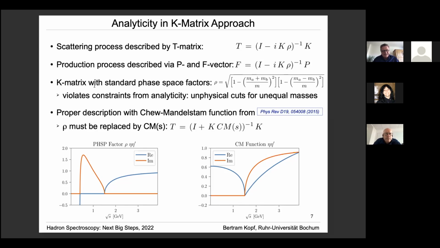In the past, the K-matrix has often been used with standard phase-space vectors. And here, this is a phase-space vector, as you can see. The disadvantage of this standard phase-space vector is that it violates the constraints of analyticity. One point is, for example, that this produces unphysical cuts if the decay products have unequal masses, M_A and M_B.